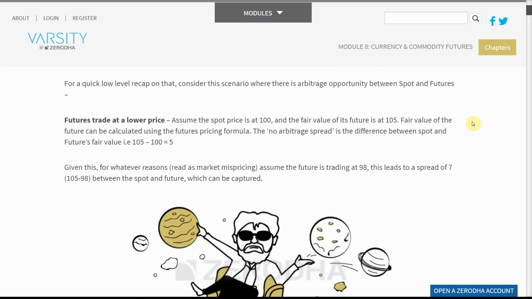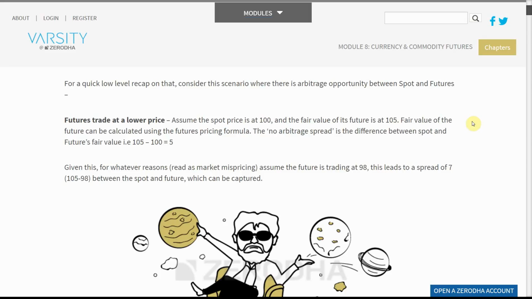For a quick low-level recap on that, consider this scenario where there is an arbitrage opportunity between spot and futures. Futures trade at a lower price. Assume the spot price is at 100, and the fair value of its future is at 105. Fair value of the future can be calculated using the futures pricing formula. The no arbitrage spread is the difference between spot and futures fair value, i.e. 105 minus 100 equals 5.